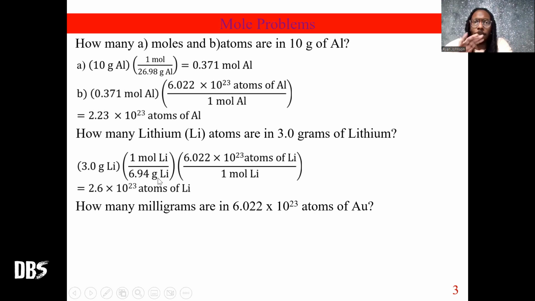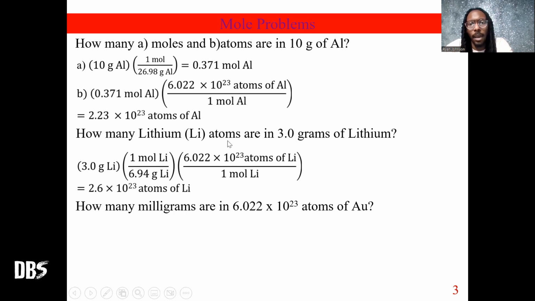Where do we get this number? Periodic table. Okay. We got that number from the periodic table. And once again, we understand that 1 mole equals a certain amount of grams for that given element. Okay, that's molar mass. So my grams of lithium cancels. I'm left with moles of lithium on the top.